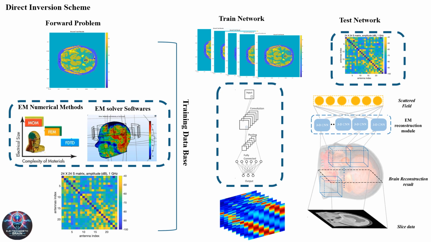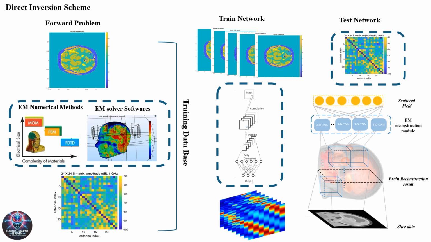By this way, we can generate databases to train the AI-based model, such as convolutional neural network, CNN. CNN has been trained on a large dataset that links known permittivity distributions with their corresponding scattered fields. During the training phase, the network learns the intricate relationships between the scattered field measurements and the underlying internal properties of the brain. The direct inversion scheme offers a fast and simplistic approach to solving the inverse scattering problem by employing a convolutional neural network, CNN, to directly map the scattered fields to the internal brain structures.